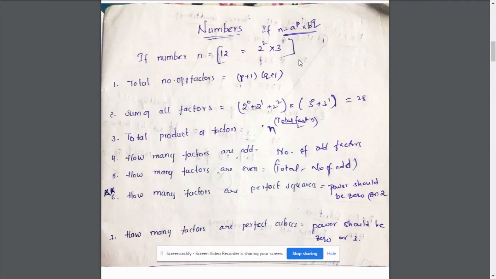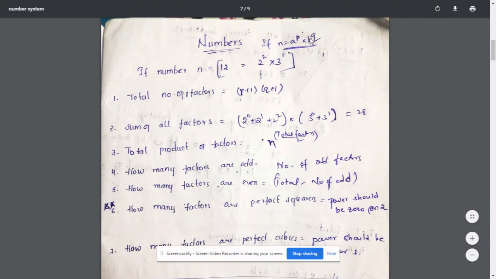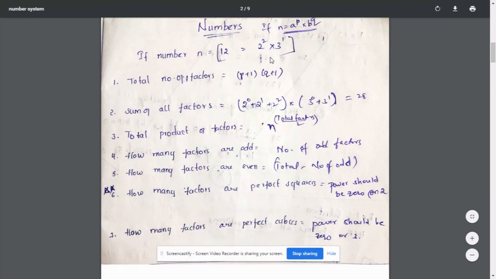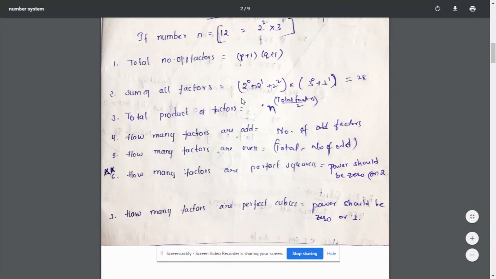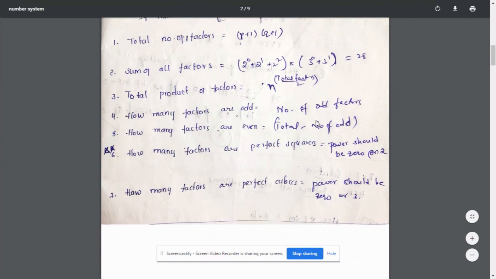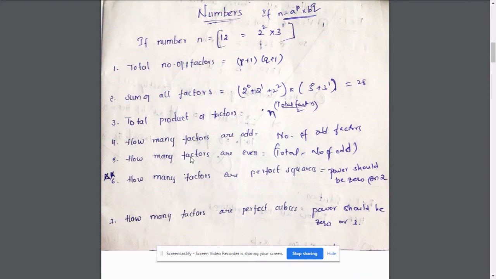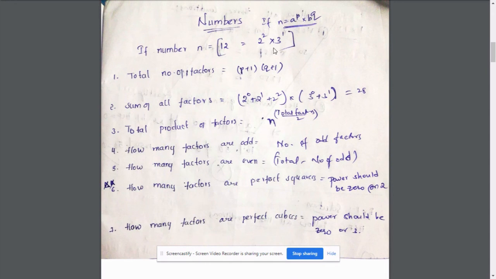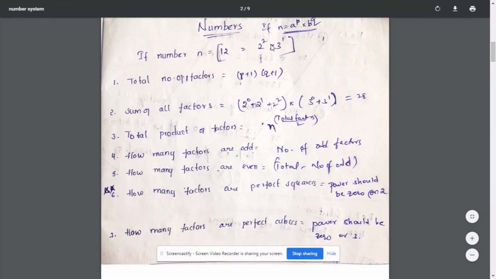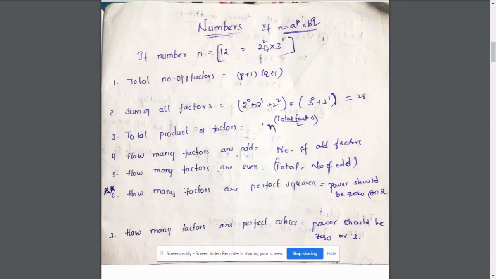12 will be written as 4 into 3, which is 2 square into 3. So here p and q will be the powers, a and b will be the bases, and n is the number, and you substitute whatever things are required here. It will be very clear. The only thing you need to concentrate on will be points 6 and 7: perfect squares and perfect cubes. For perfect squares, the power should be either 0 or 2. In this case, for 12, 2 power 2 is one perfect square, and 2 power 0 and 3 power 0, which is 1. These two are perfect squares.